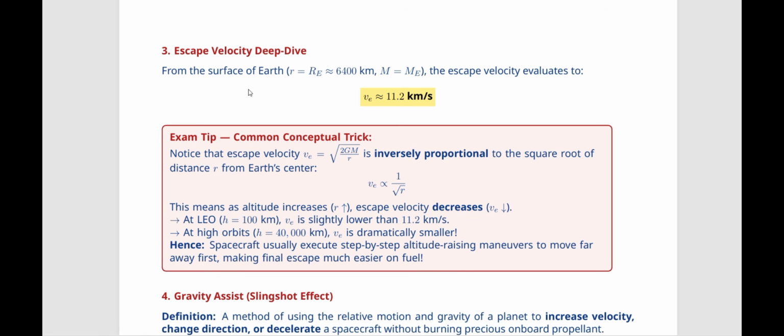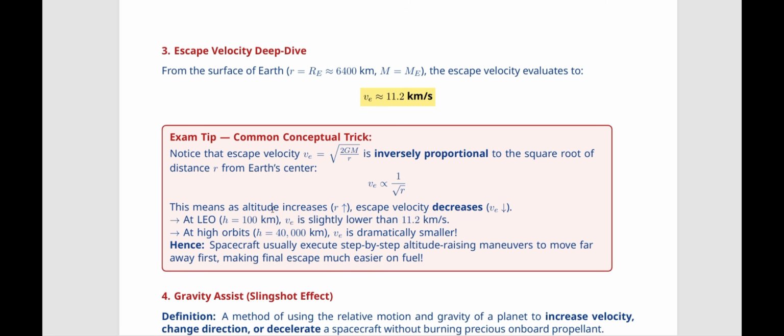From the surface of Earth, the escape velocity is nearly 11.2 km per second. Escape velocity v is equal to root over 2GM by r, so it is inversely proportional to the square root of the distance r from the Earth's center. Here we just assume the velocity needed to escape the orbit of the launching vehicle.